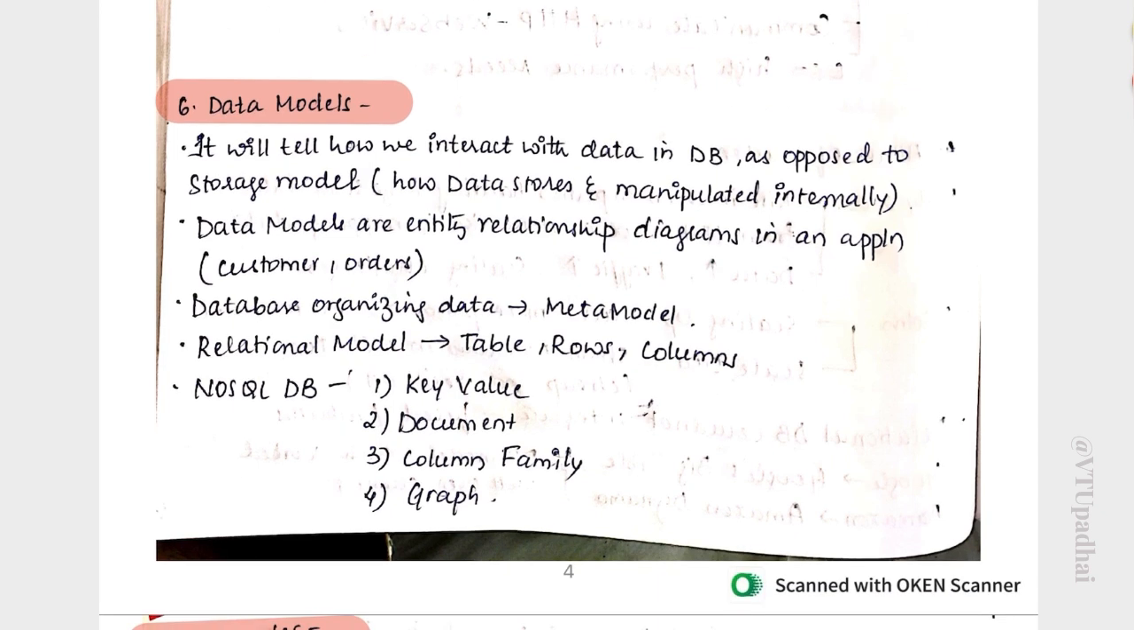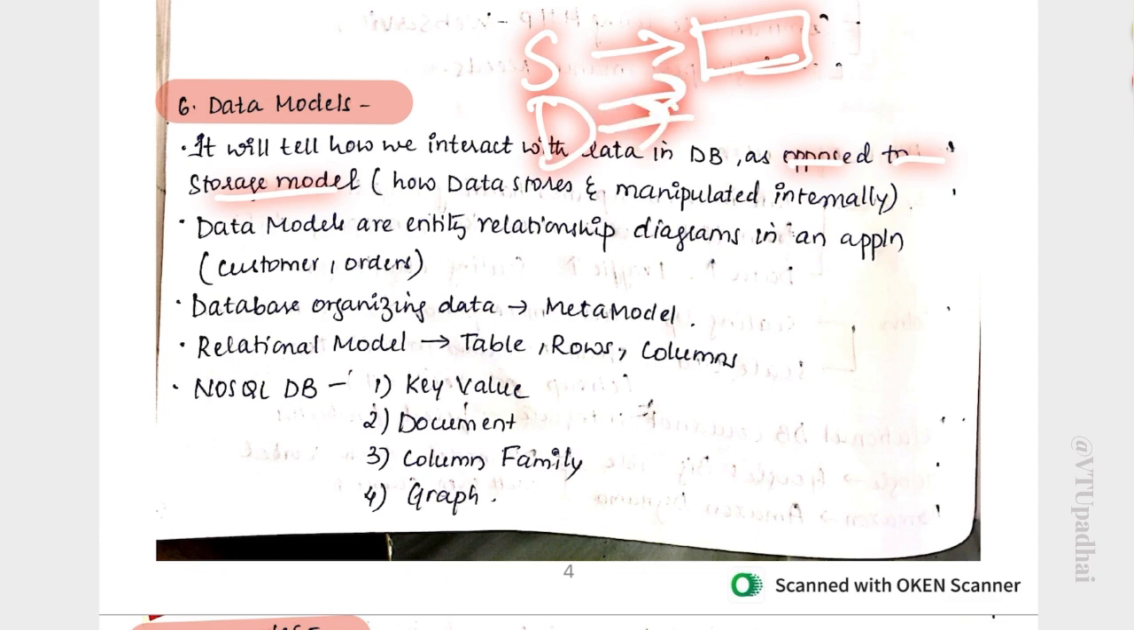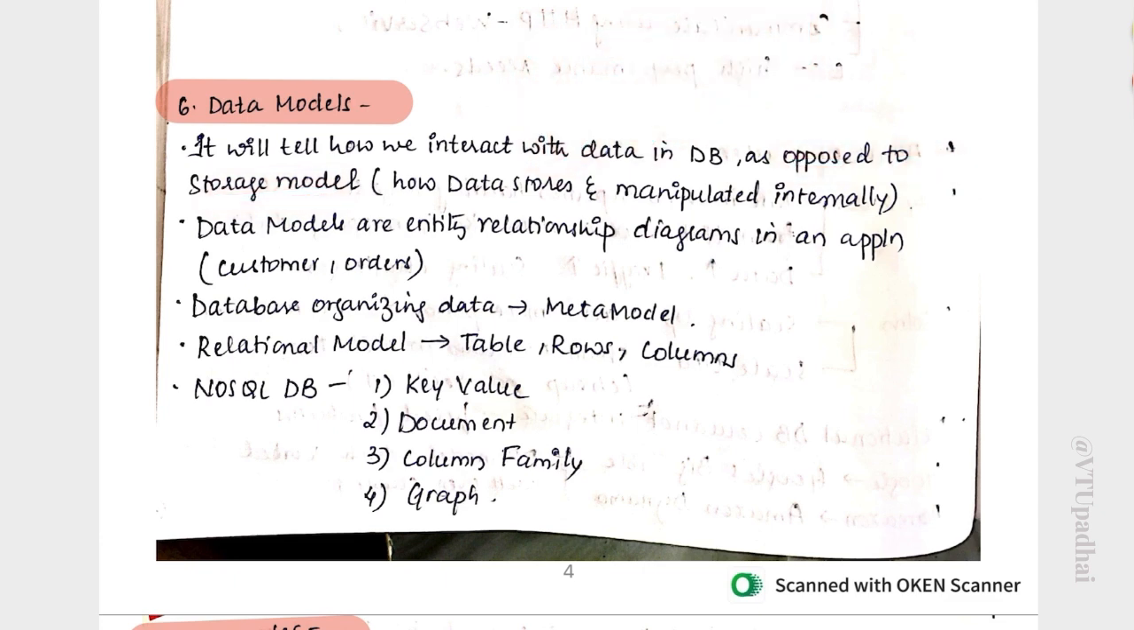Next topic we have is from the second chapter, about aggregate data models. First topic we have is what are data models. Data models will tell us how we interact with the data in a database, as opposed to the storage model. The storage model tells how the data is stored and manipulated, but the data model tells how we are interacting with the data that is present in the database.